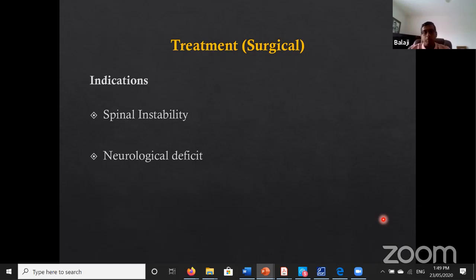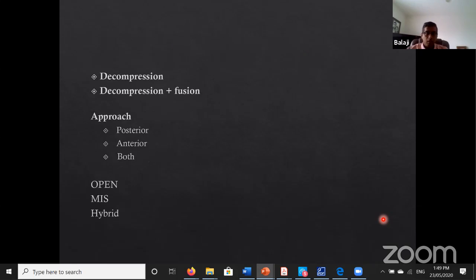So when do we need to operate on these patients? If patients have spinal instability, which is causing pain and also causing any neurological deficit. These are the main indications for surgery. So what sort of surgery do we do for these patients? If the patient presents only with an epidural abscess, then you can consider a decompression alone. But the majority of the time, these patients also have associated instability, and hence you may have to do a decompression and a fusion operation.